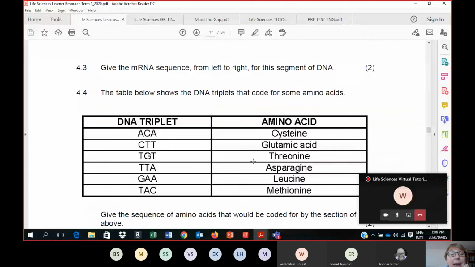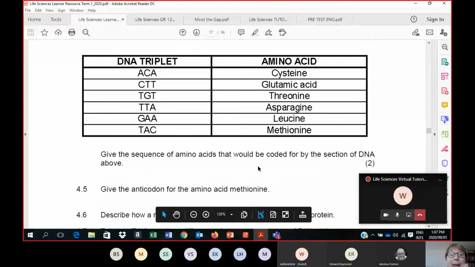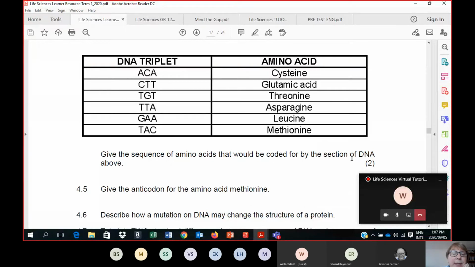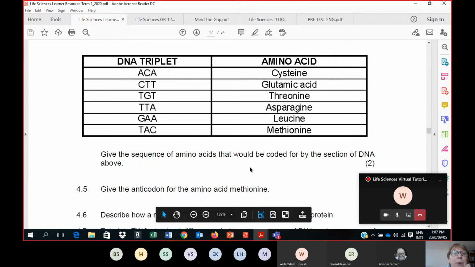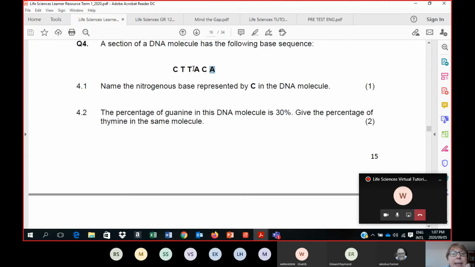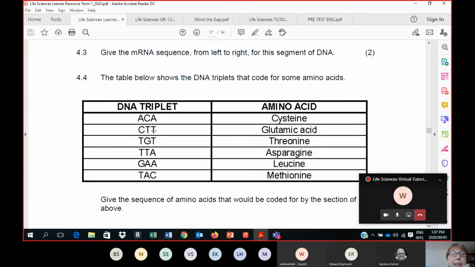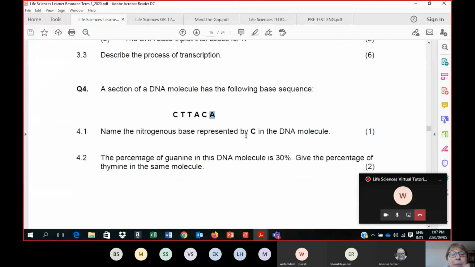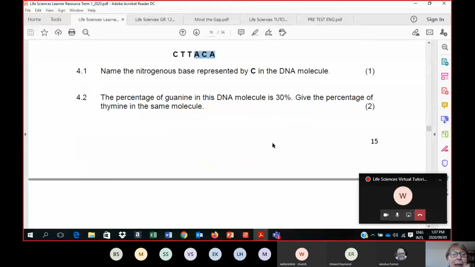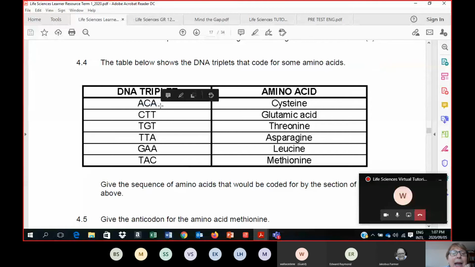Then again, it says the table below shows the DNA triplets that code for some amino acids. Here's the DNA triplet, and there's the name of the amino acid. Now, you don't have to ever learn the names of these amino acids. Then it says, give the sequence of amino acids that would be coded for the section of DNA above. So you've got to look at the DNA sequence above. The first three are CTT, and then we go back to the table. CTT, the name of the amino acid would be glutamic acid, and you write that down. Then the next three base triplets are ACA. So we look at the table, there's ACA. So the name of the amino acid will be cysteine, and you write cysteine down.